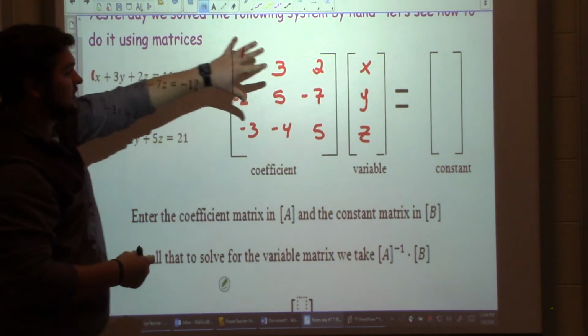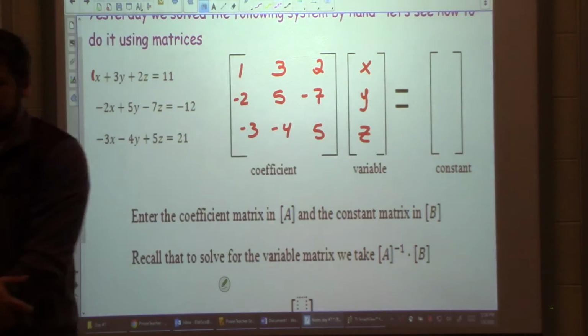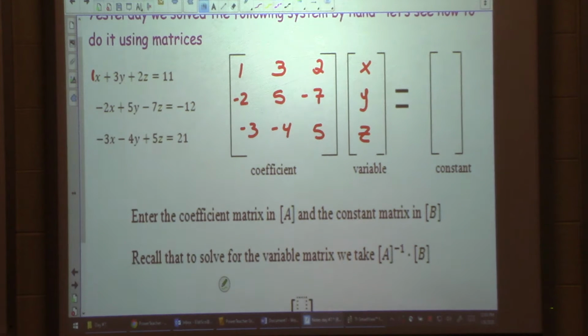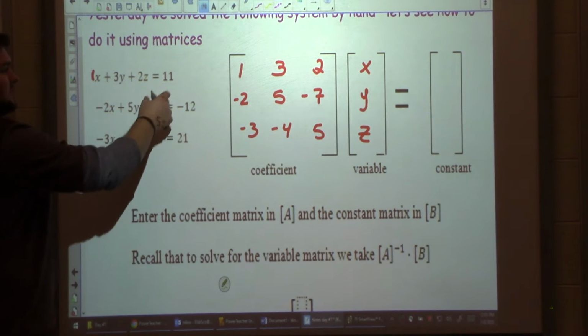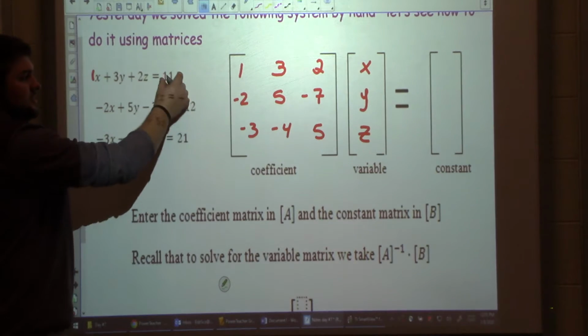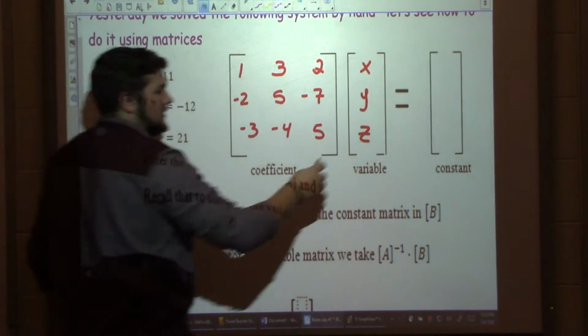So, we have a coefficient matrix and a variable matrix. And then we're going to use what we call a constant matrix. Our constants are numbers at the ends that aren't changing. 11, negative 12, 21.